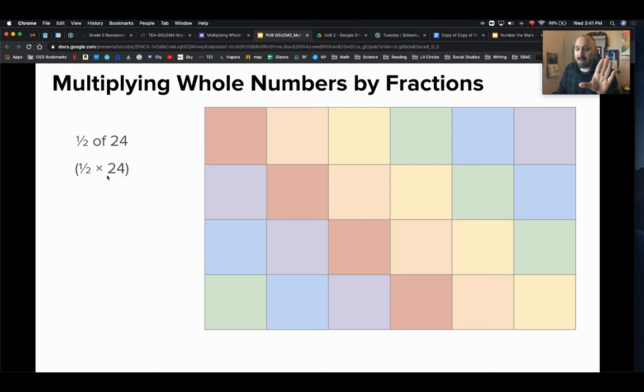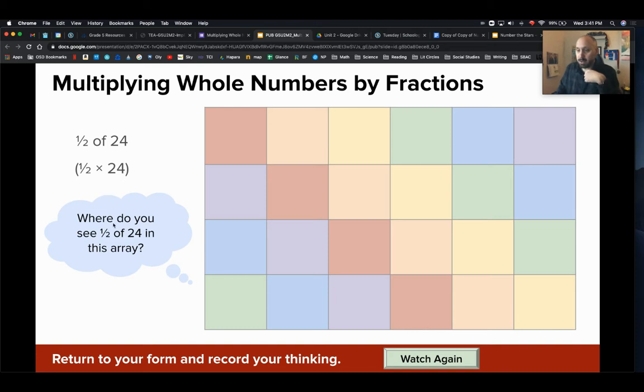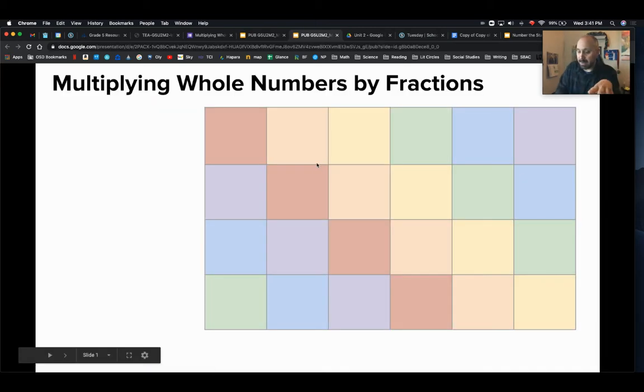So whenever it says half times 24, if you think to yourself, oh, that's right, we could also say half of 24. So half times 24 is, where do you see half of 24 in this array? There's a ton of different spaces that we could put half of 24, couldn't we? Whenever any of these slides, if you ever want to watch them again, you just click watch again and it'll pull it up again into a different tab and you just go through it again.